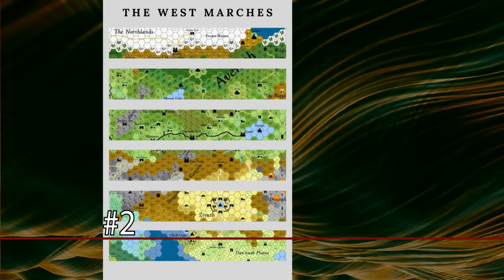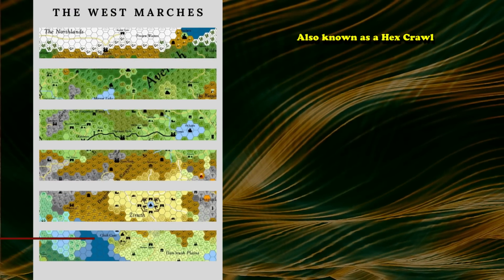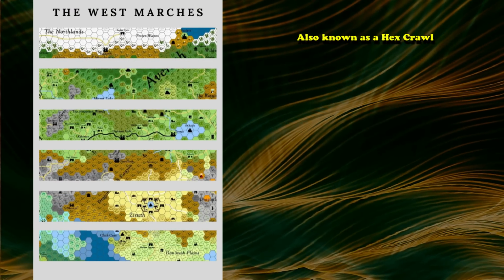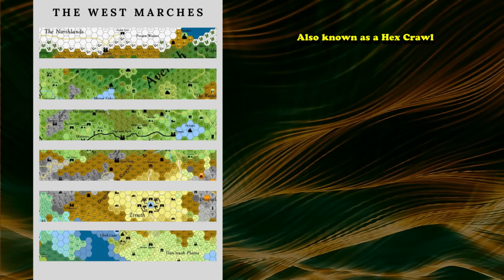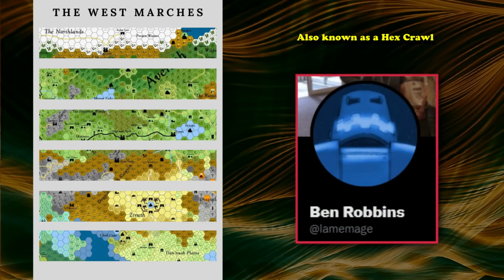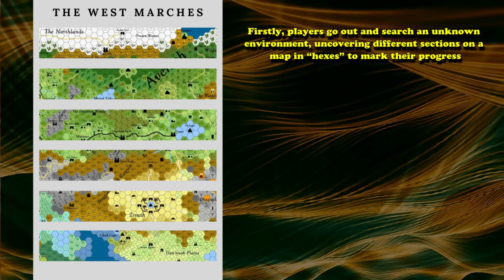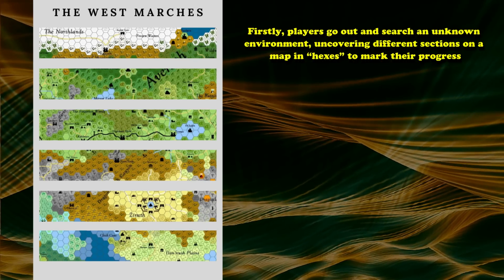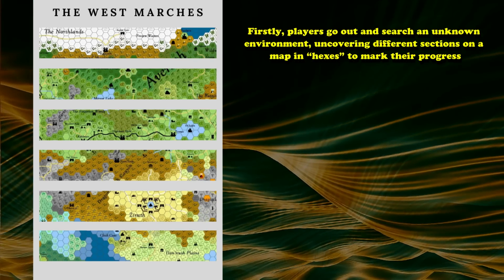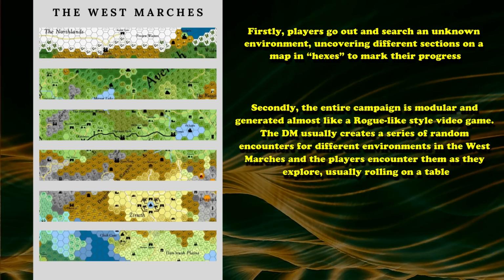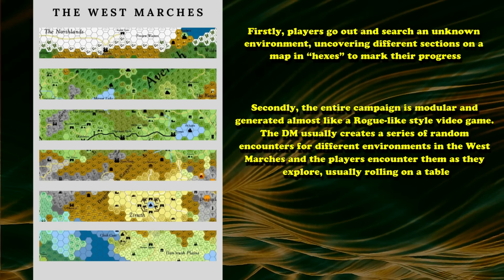And at number 2 on this list, we have the West Marches. Also known as a hex crawl, a West Marches style campaign is designed around a few basic premises. The original West Marches campaign was designed by Ben Robbins, and the main features are threefold. Firstly, players go out and search an unknown environment, uncovering different sections of a map and hexes to mark their progress. Secondly, the entire campaign is modular and generated almost like a roguelike style video game.